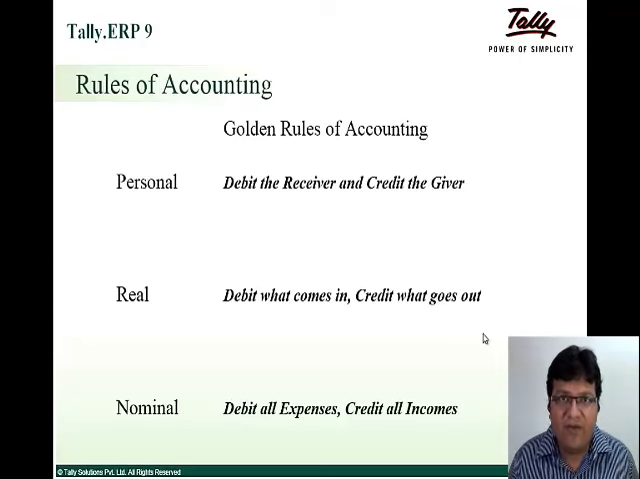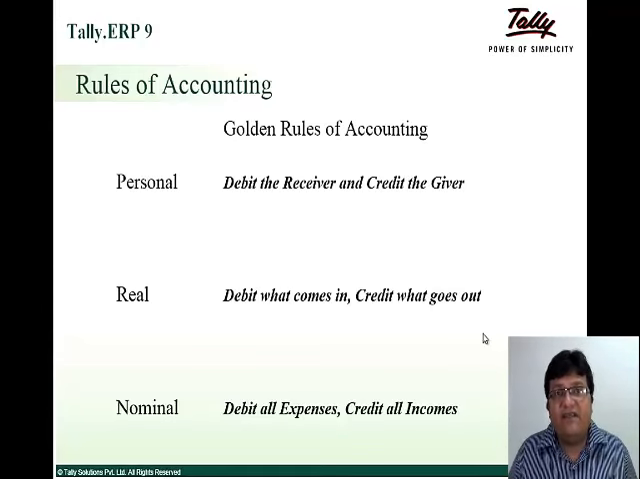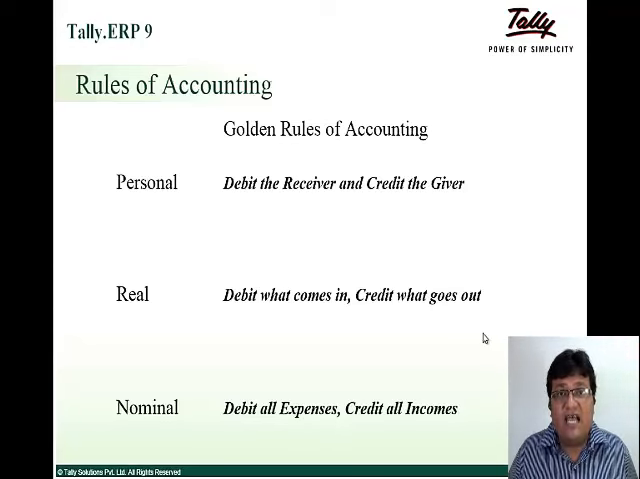So let's say if I have made payment towards conveyance, then conveyance being an expense, because I have made payment towards it, I will debit it. And when I receive rent, because I am receiving rent and it is an income for my business, it will be credited. We'll take an example of a transaction.